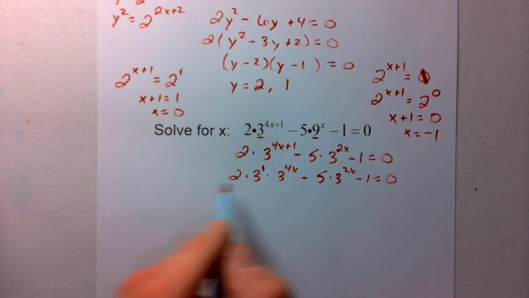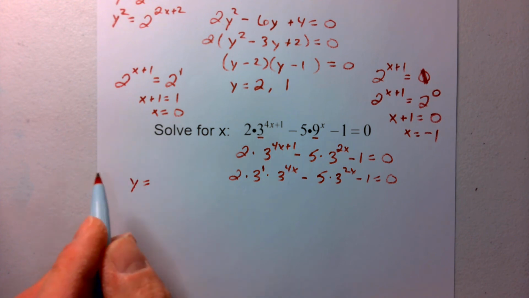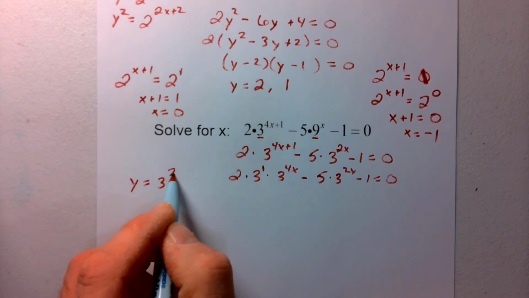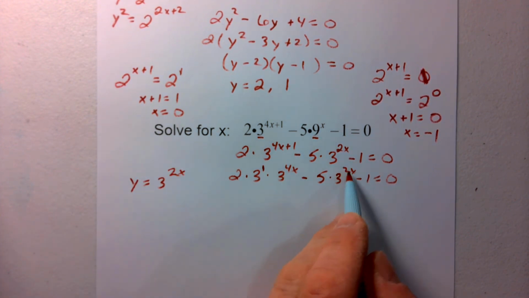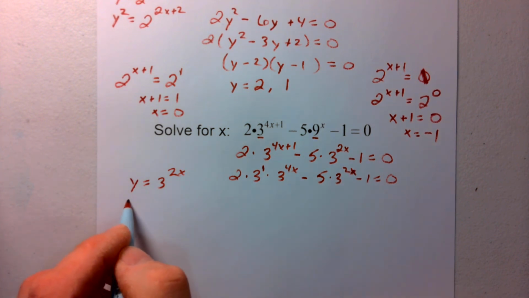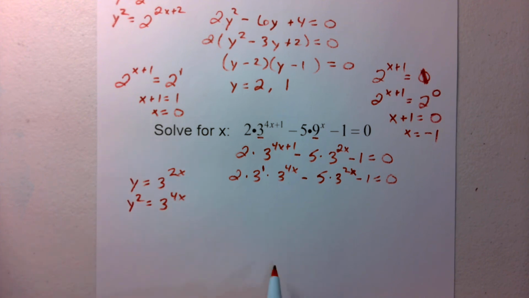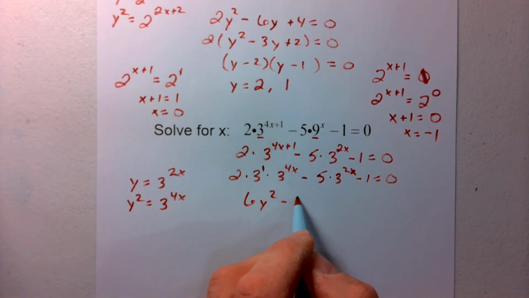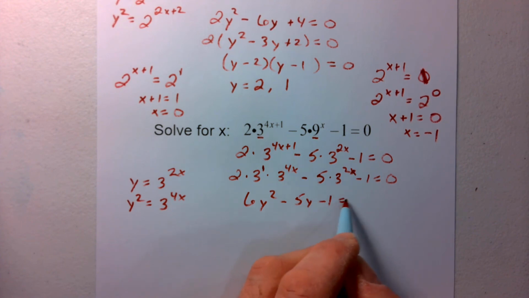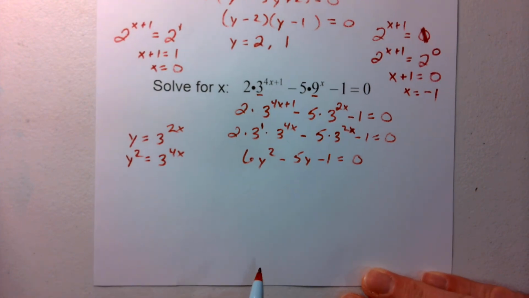I'm going to go ahead and come off to the side and do my substitution. Y is going to equal 3 to the 2x. Again, it's that middle term with that exponent. And then my y squared is going to equal 3 to the 4x. So if I rewrite this in quadratic form, I get 6y squared minus 5y minus 1 equal to 0.